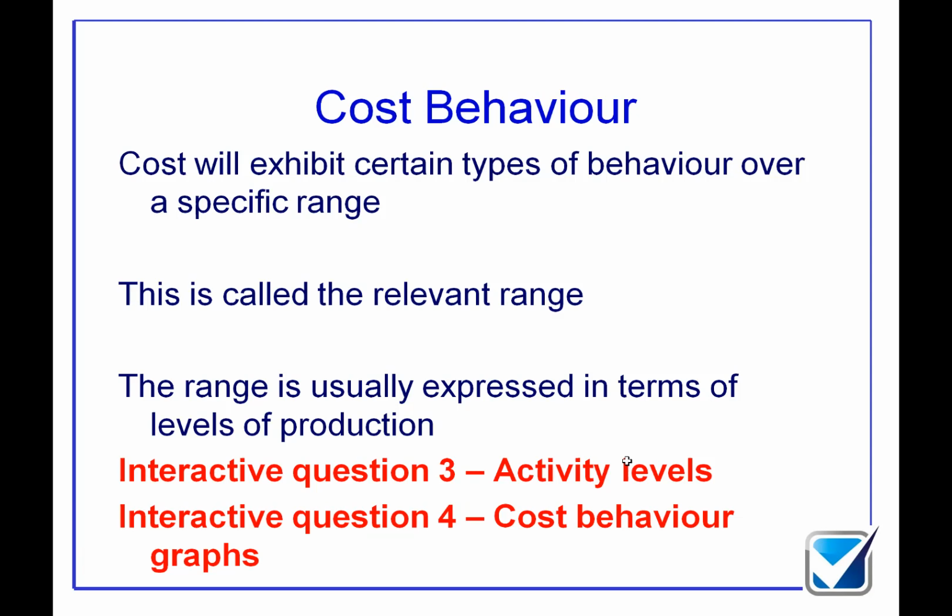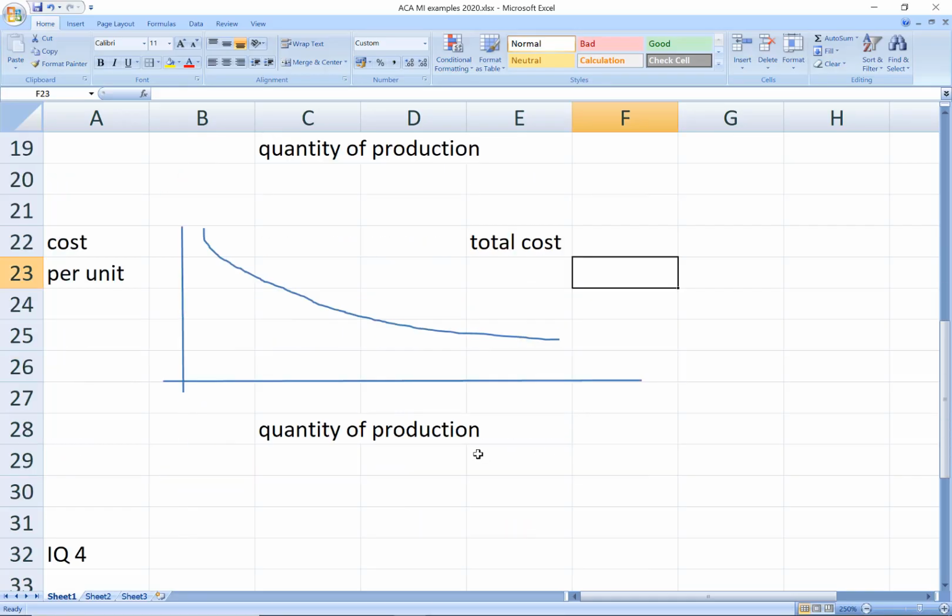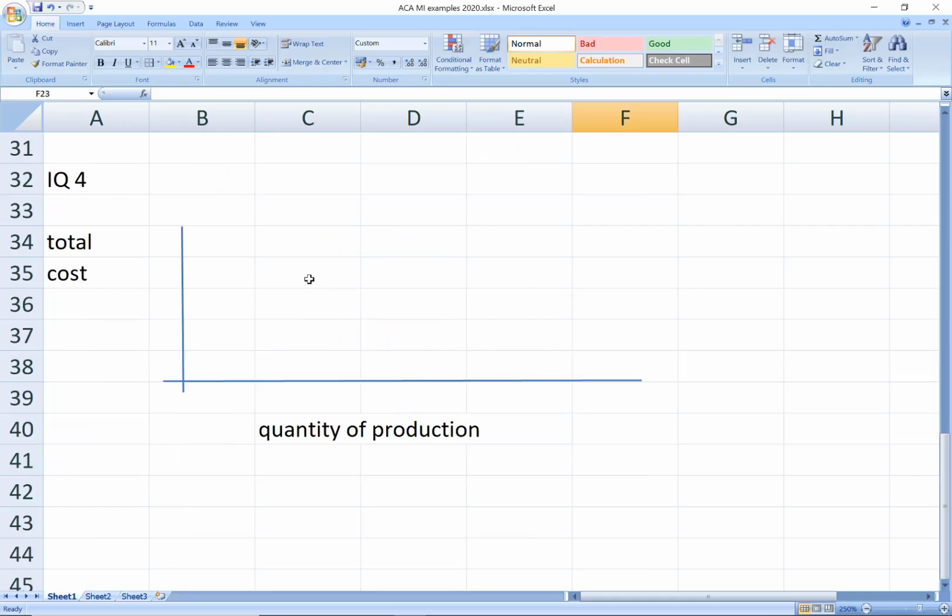What this also now allows me to do is have a look at interactive question number 4. And what I would like you to do, please, guys, is have a look at interactive question number 4 and have a think about it. And what we're going to do is jump into the spreadsheet to start with. So what I've done on my spreadsheet is I've cheated a bit to speed things up. I've got total cost on my y-axis, notice this is total cost, and then quantity of production on my x-axis. And it says match the sketches 1 to 4 below to the listed items of expense.